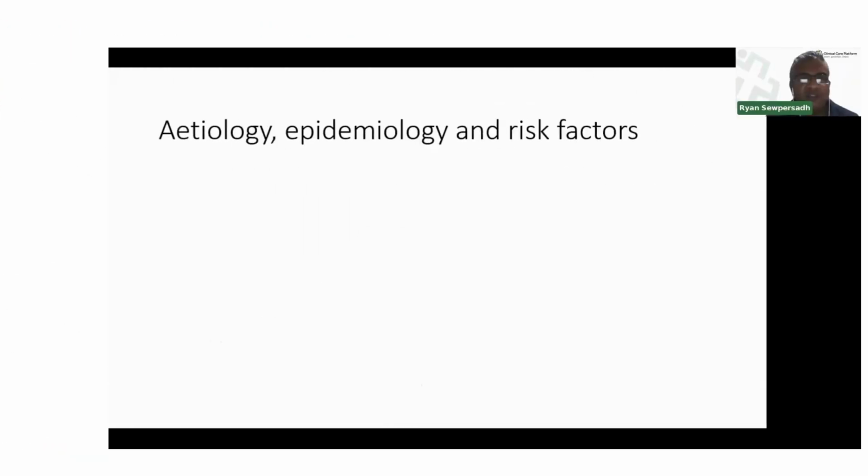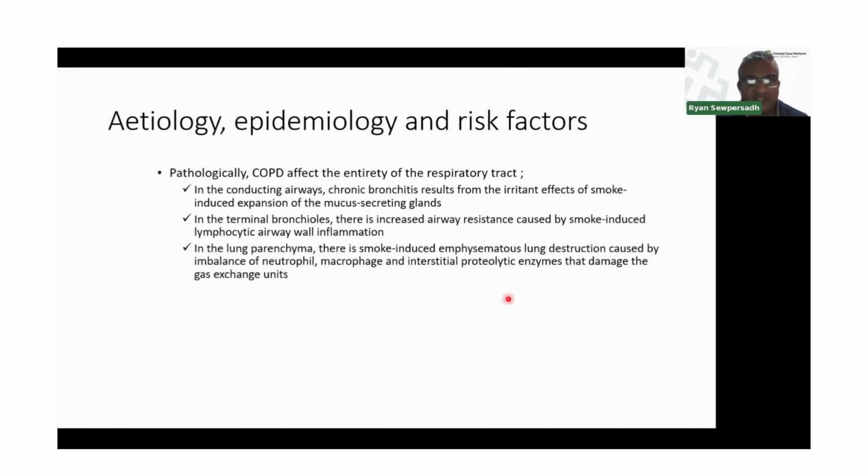Talk a little bit more about the etiologies, epidemiology, and risk factors. So pathologically, COPD affects the entirety of the respiratory tract, so it affects your airways as well as your alveoli. In the conducting airways, chronic bronchitis results from the irritant effects of smoke, inducing expansion of the mucus-secreting glands. We'll talk about this a little bit later.